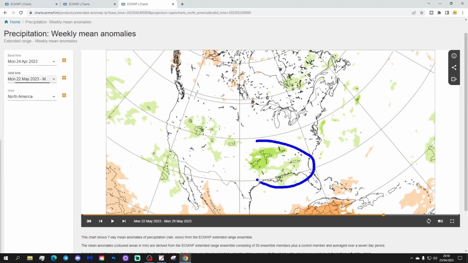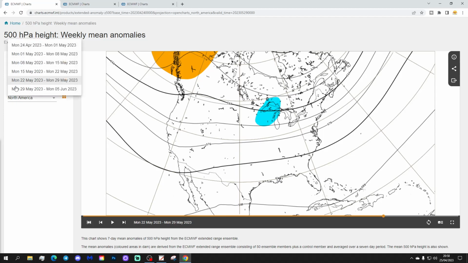Rather wet in the southern, southeast states. Again, a little bit unusual for May, I think. And back into the western part of America as well. Just hints at being a little bit on the unsettled side, perhaps, through many parts of the states.